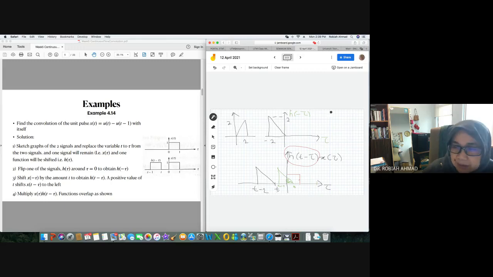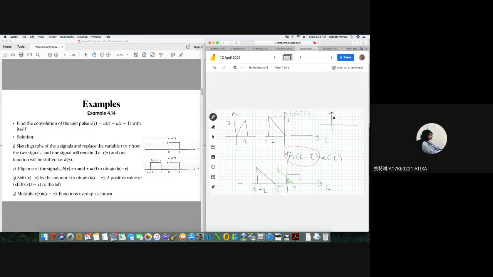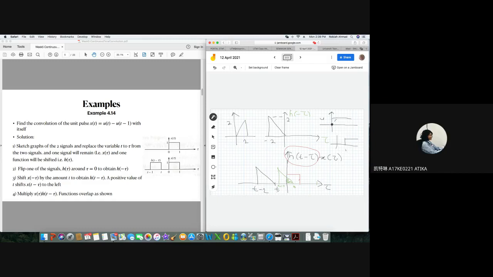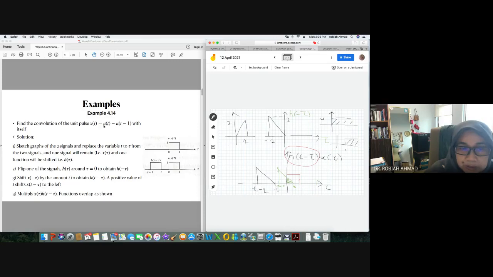The x(t), this is the impulse. Do you still remember how u(t) looks like? It's like a square function. This is u(t). And then how does u(t) minus 1 look like? This one. So when we take u(t) minus 1, how will it look? The impulse, x(t).